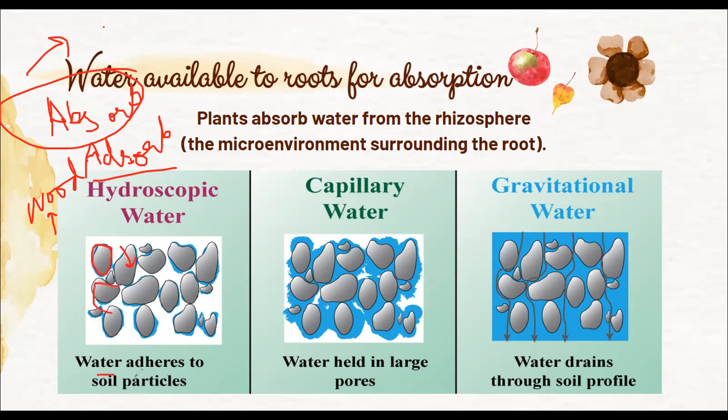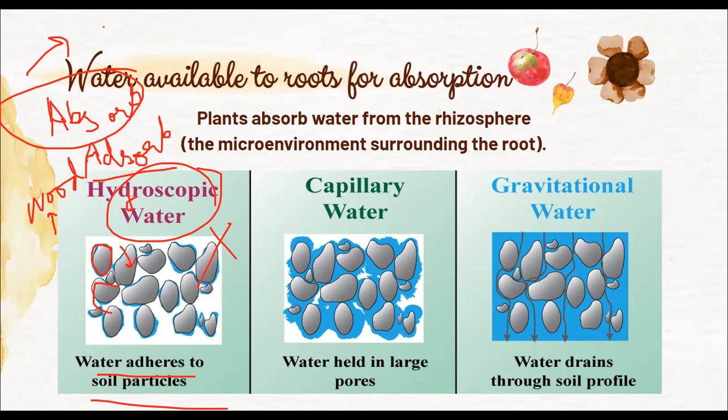So water is adhering to the soil particle. This is known as hygroscopic water. Spelling: hygroscopic water. This also is not available for the plants to take up.